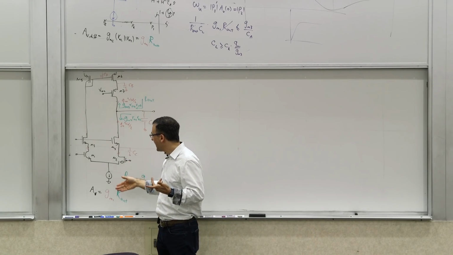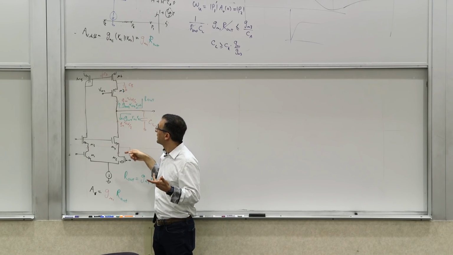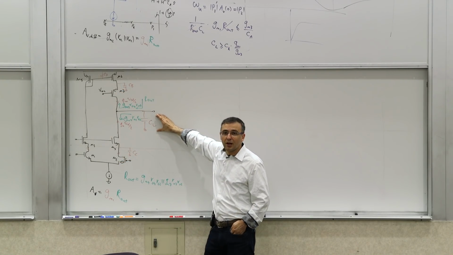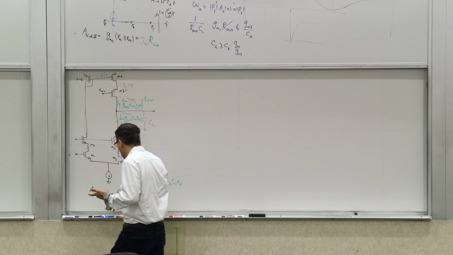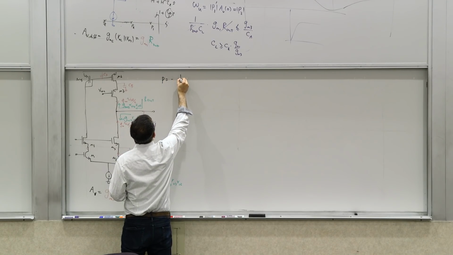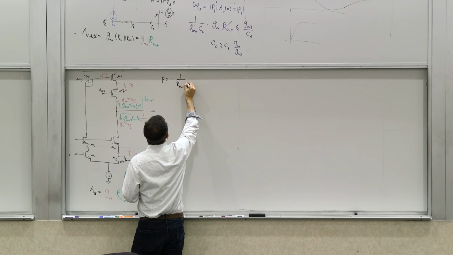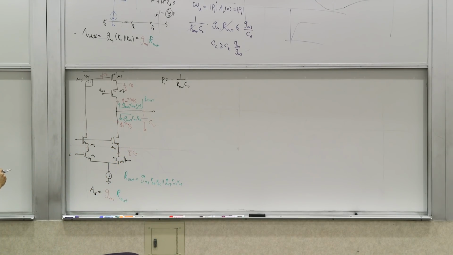So now you have 4 time constants, right? This time constant and these 3. So obviously this is the dominant one, right? This is going to be the dominant time constant. This pole P1 is going to be still very similar to the other one. It's going to be 1 over R out CL. So that's there. Then which one would you say is the next largest time constant?